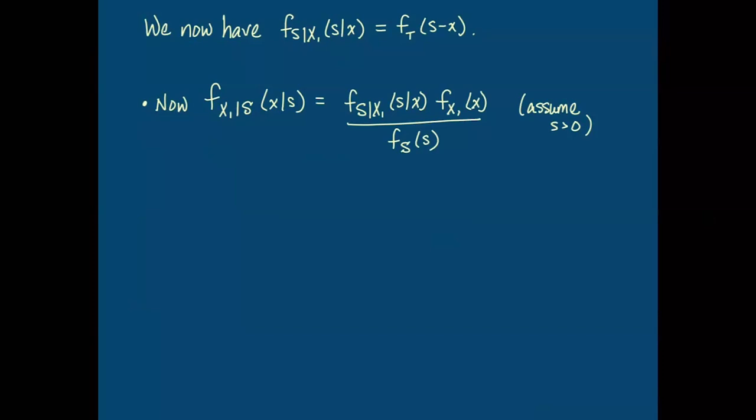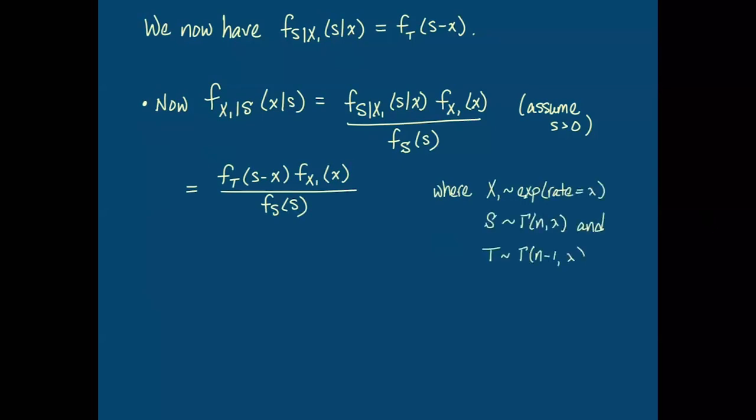Using the line at the top of the slide, I'm going to replace the conditional PDF for s given x1 with the PDF for t evaluated at s minus x. Again, x1 has an exponential distribution with rate lambda. Capital S as the sum of n exponentials has a gamma distribution with parameters n and lambda. And t as the sum of n minus 1 IID exponentials has a gamma distribution with parameters n minus 1 and lambda. Let's write this one first.